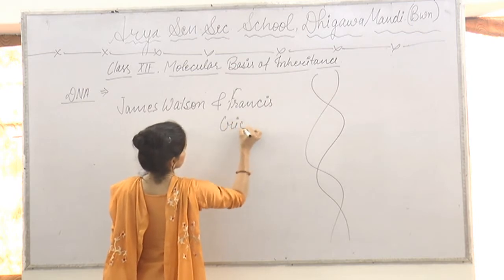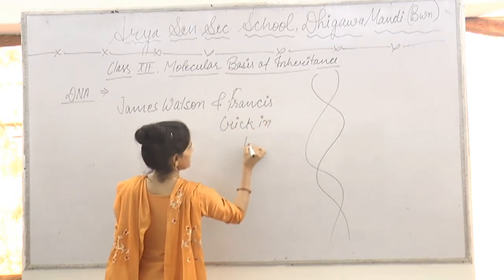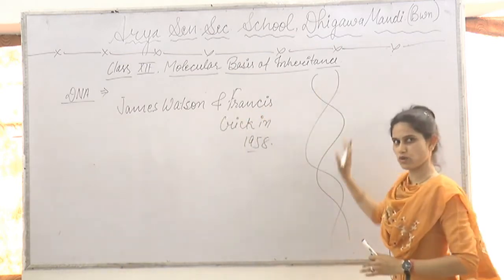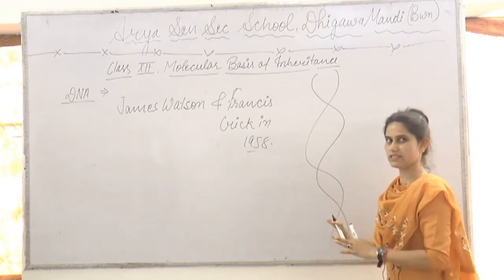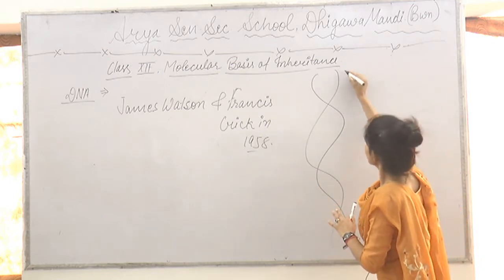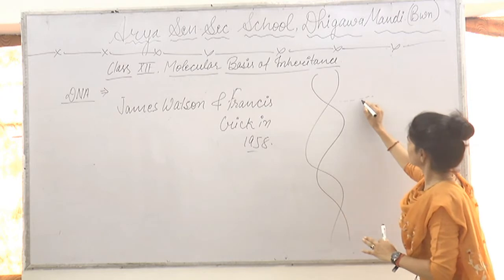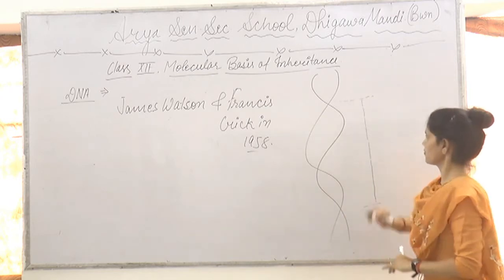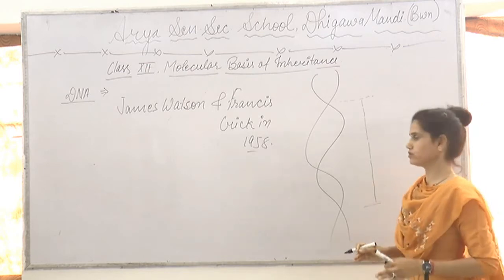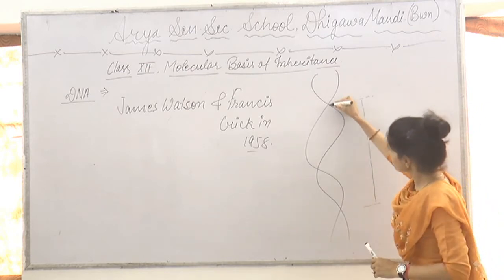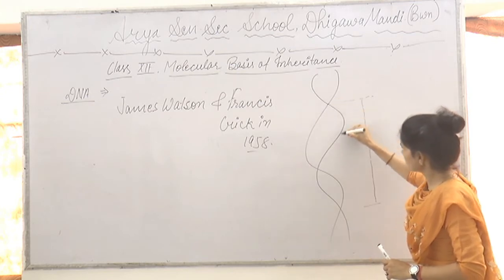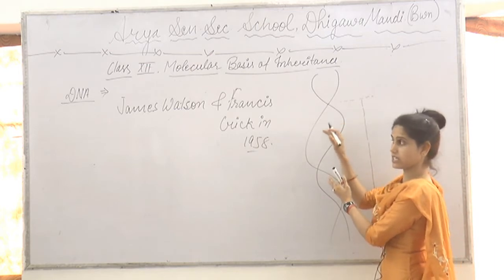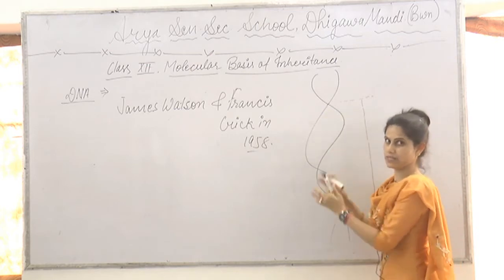Francis Crick in 1958. So this model is known as the Watson and Crick model. This model tells us that DNA is made up of three things: nitrogenous base, pentose sugar and phosphate group. This is one helix. It starts from here to here. This is one helix, and one helix of bDNA has 10 base pairs.